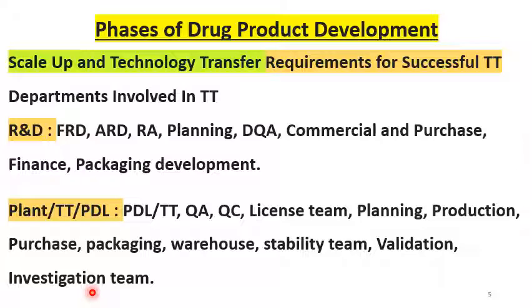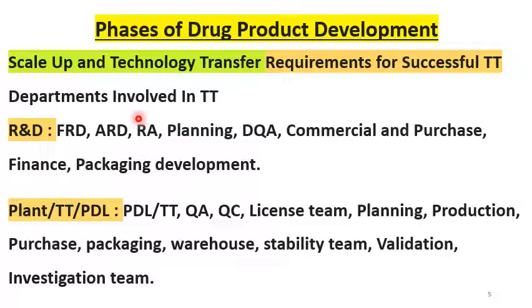So there are various departments involved in technology transfer. Once the R&D gives the prototype formula and prototype manufacturing process, the role of other departments starts. In R&D, there are departments like FRD and ARD. ARD means the Analytical Research Development lab, which makes the specifications and methods for in-process, finished product, and raw materials, and also packaging materials.